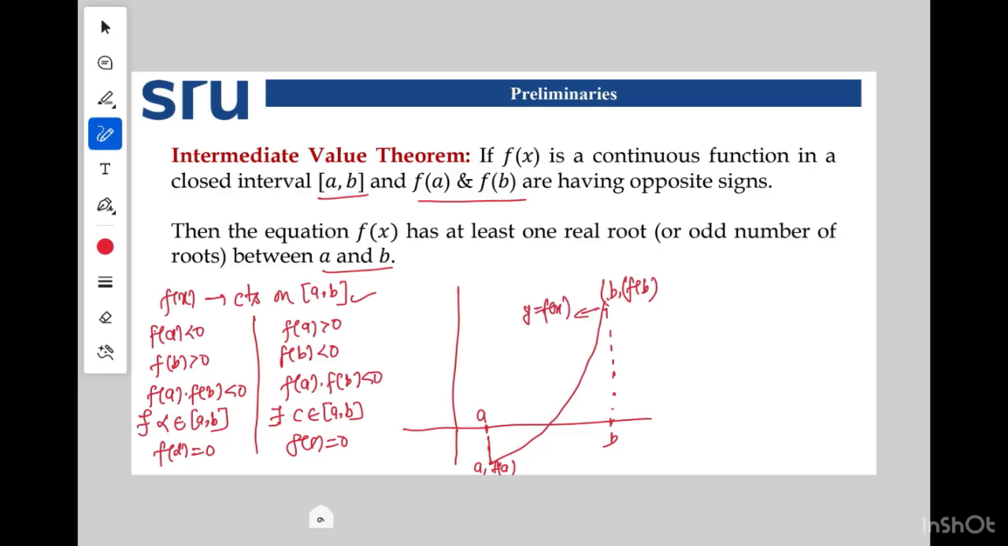Now this function is continuous, defined on closed interval [a, b]. Here f(a) is less than 0 because f(a) lies below the x-axis. This is your x-axis, this is your y-axis, and f(b) is greater than 0, which means f(b) lies above the x-axis. So here the values are of opposite sign, which means there exists at least one alpha such that f(alpha) = 0.